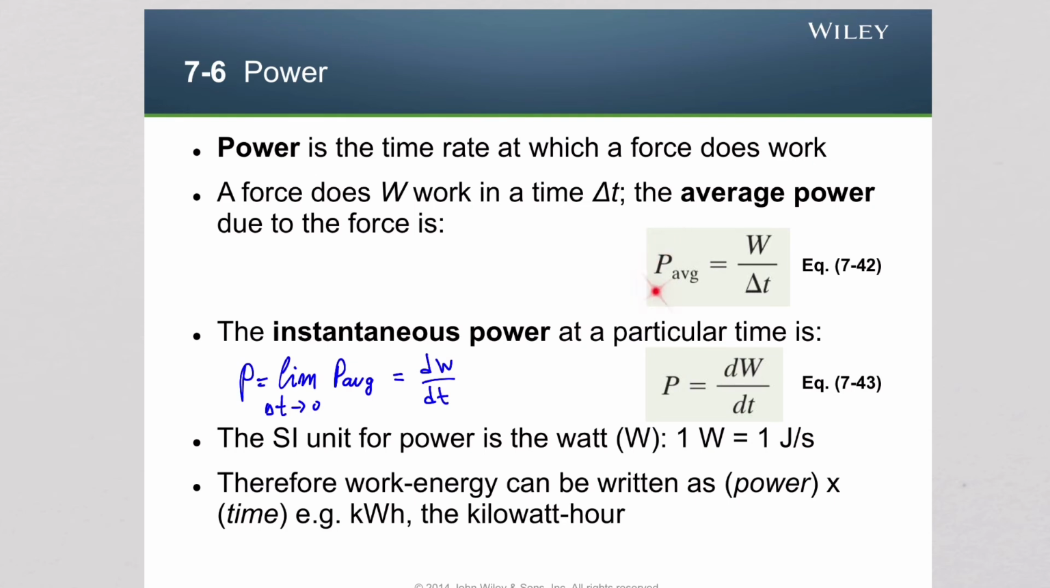If I multiply the average power by the time interval that it took to develop that power, that gives me the work done, which in other words is also the energy change that happened due to that work done. And so the units for energy can be written as the units for power times the units for time, or in other words, watt hours, or the more common one, kilowatt hours.